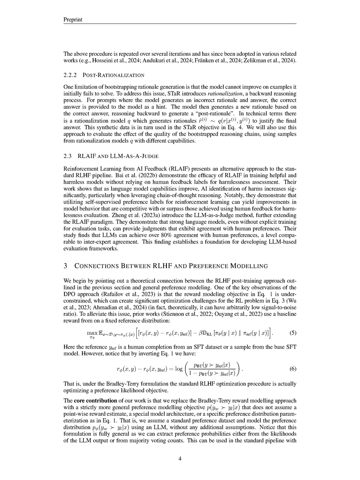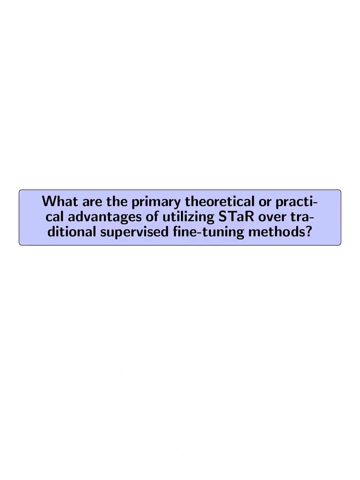Additionally, if the model initially produces an incorrect answer, STAR employs a backward reasoning process where the correct answer is provided as a hint, prompting the model to generate a new rationale, thereby refining its reasoning skills and improving overall performance. What are the primary theoretical or practical advantages of utilizing STAR over traditional supervised fine-tuning methods?